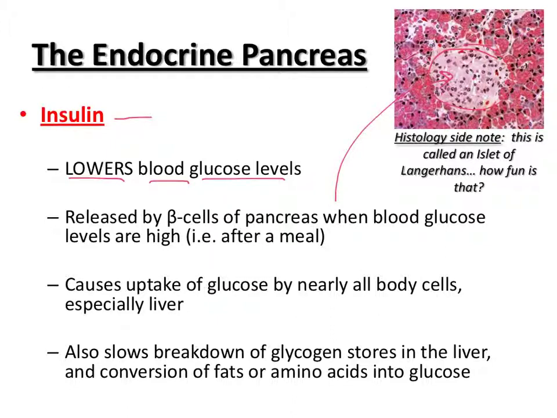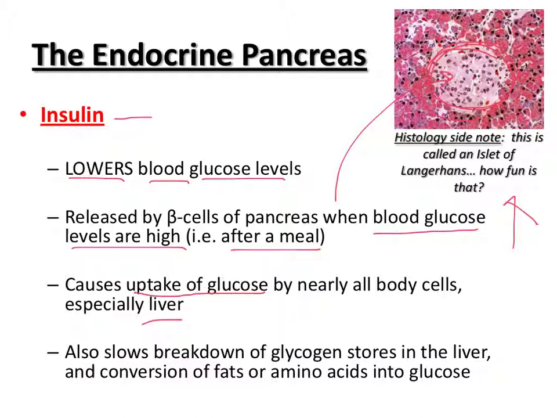tissue areas called islets of Langerhans, which is just a fun name. But you can notice here that tissue looks a little different than the rest of the pancreas. So these beta cells will release insulin when blood glucose is high. So after you eat, your blood glucose is going to increase, and your pancreas is going to release insulin. Insulin will go to receptors on lots of different tissues in your body, and on all those tissues, it's going to have those tissues uptake or absorb glucose. And this is especially true of your muscles and of your liver. So those tissues will absorb glucose, and that'll get it out of your bloodstream.